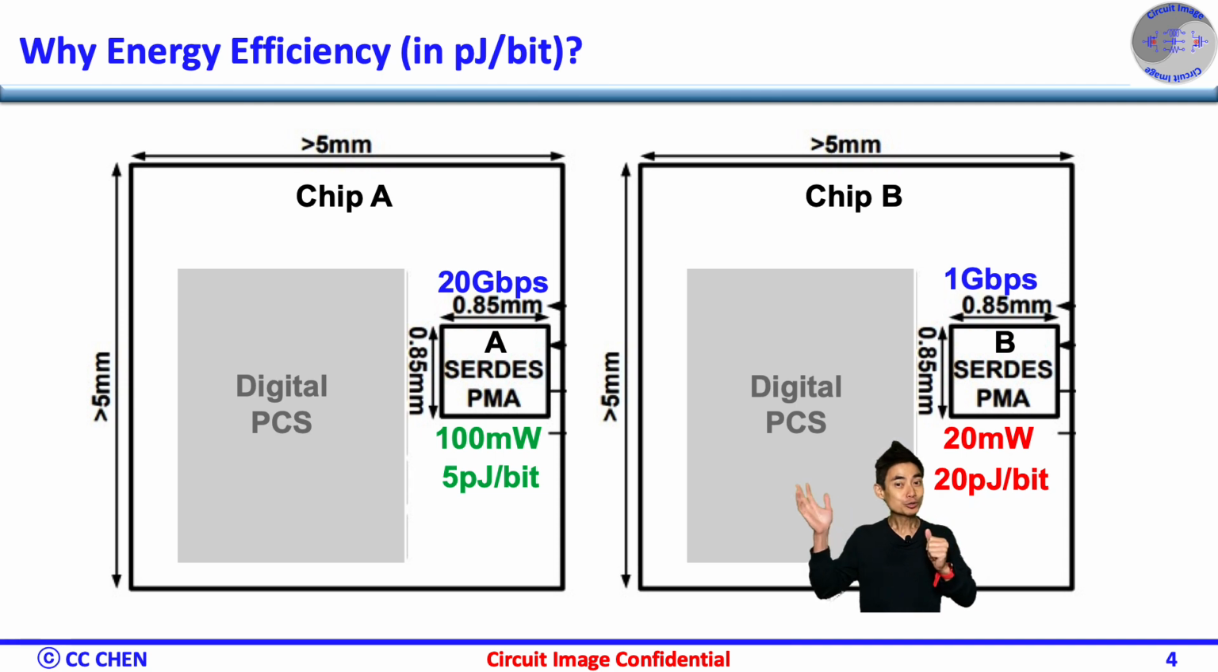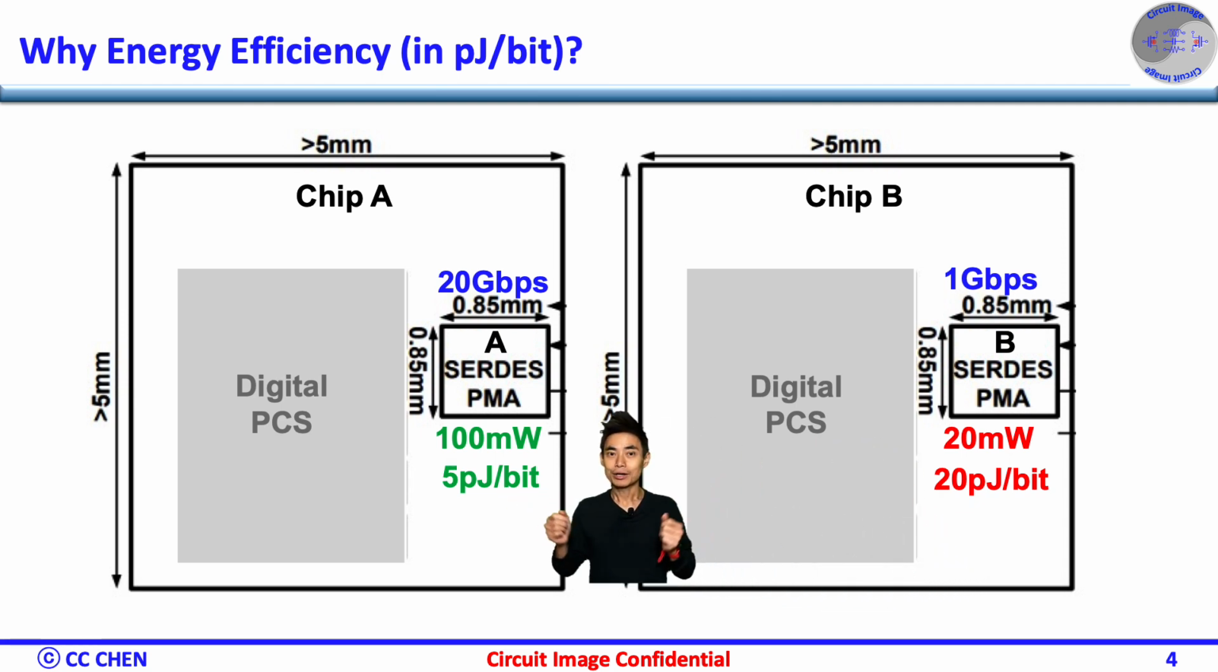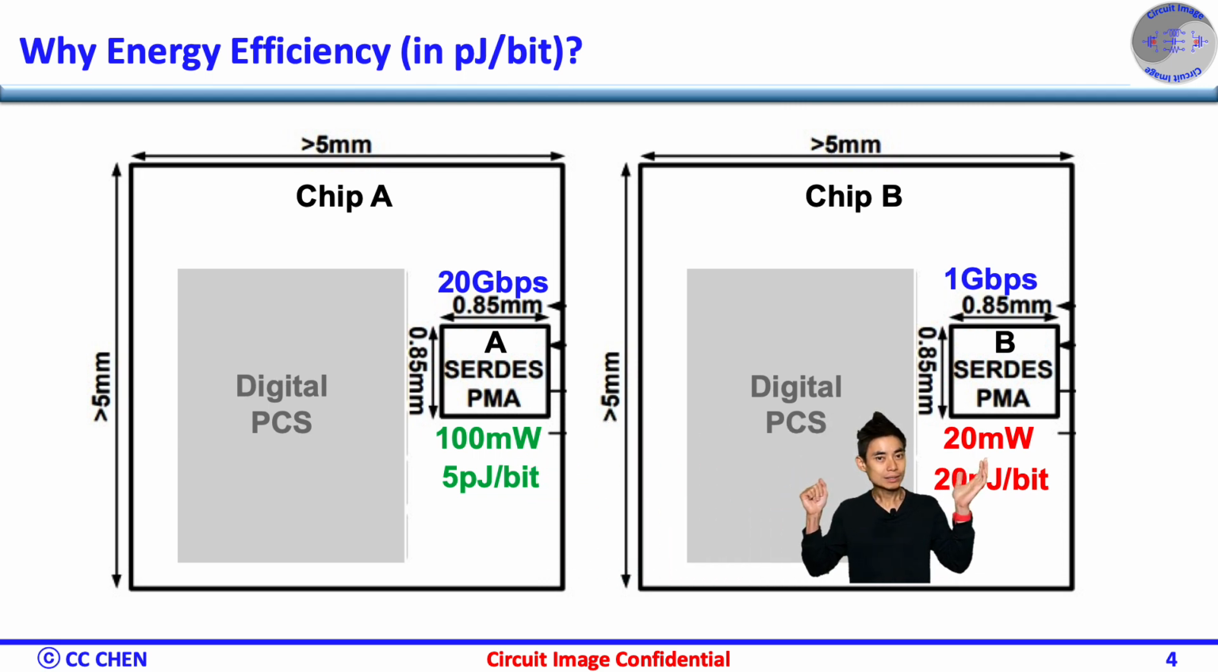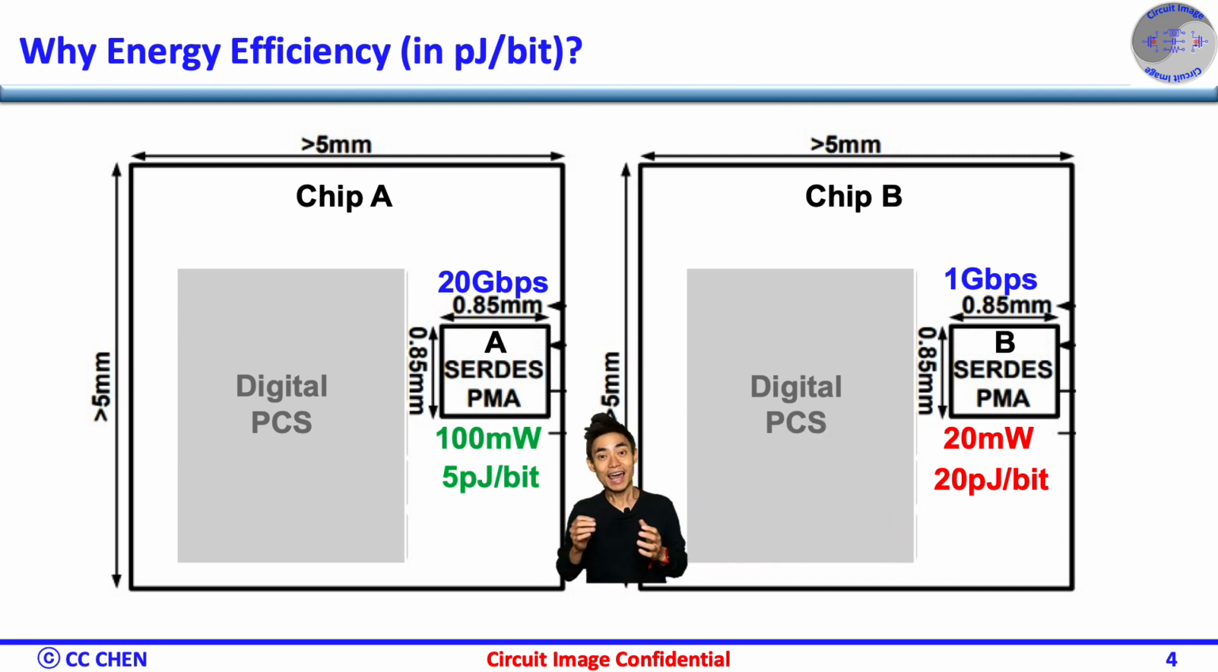No, you should ask me what data rate each SerDes operates at. If I told you SerDes A consumes 100 mW while operating at 20 gigabit per second, but SerDes B consumes 20 mW while operating at 1 gigabit per second, then you realize SerDes A is actually lower power than SerDes B in each bit.